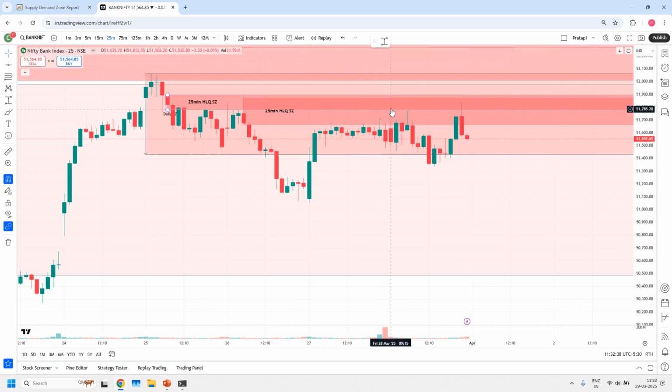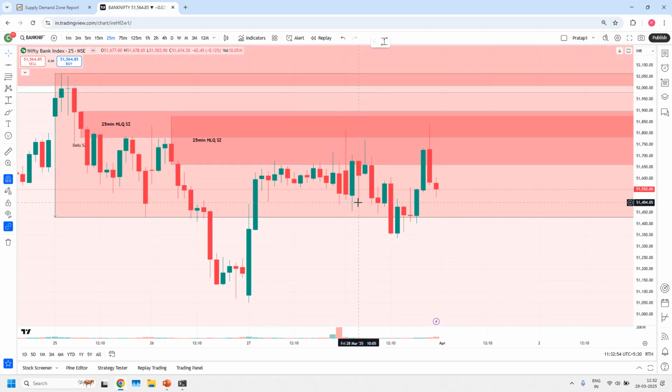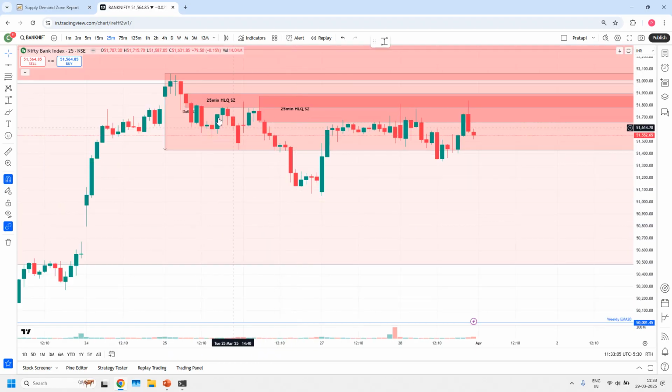See, from this area it picked up. Again, this is almost close. Maybe that's why software counted. This is second time. This is third time. But 5 times it is tested. Okay, before that here, these candles, it also considered. So multiple times it is tested.